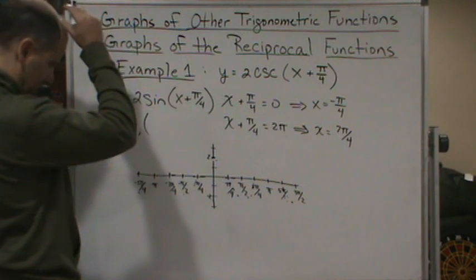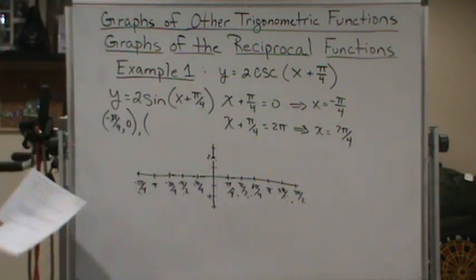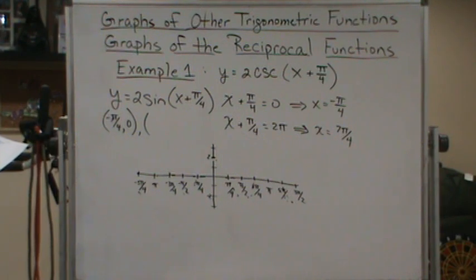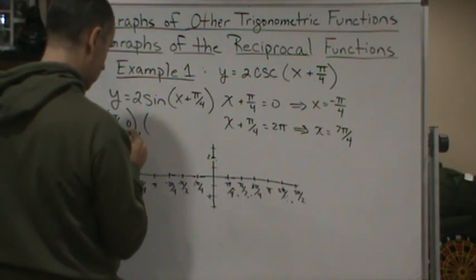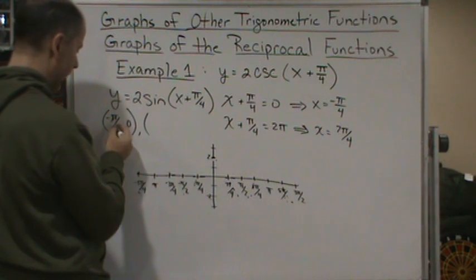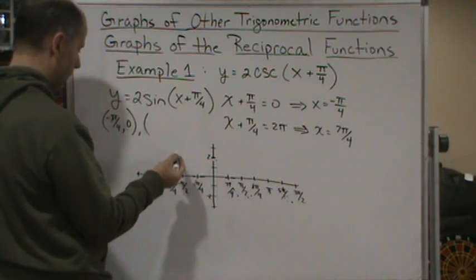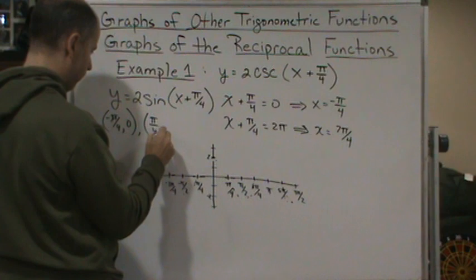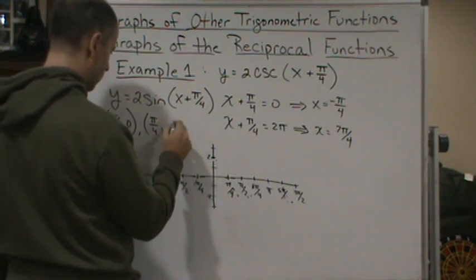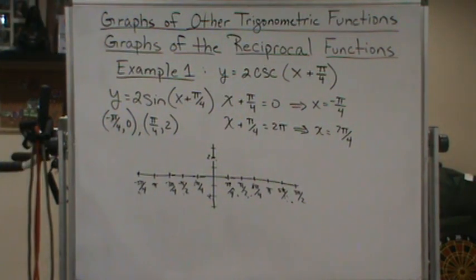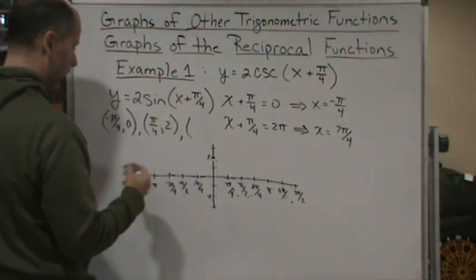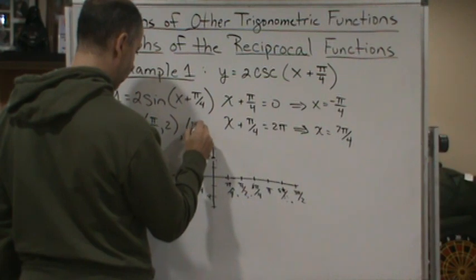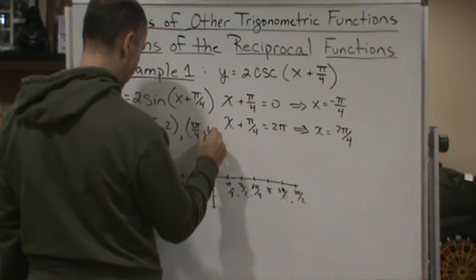So negative pi over 4 plus 2 pi over 4 is going to be pi over 4, and at pi over 4 it's going to go up to 2. And then if you add another 2 pi over 4, that's going to be 3 pi over 4, and that's going to go back down to 0.